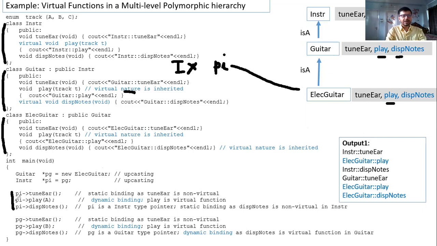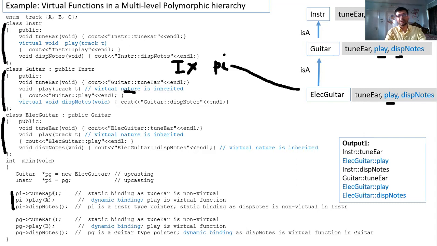So through that PI, if I call tuner, play, and display nodes, let us see which version of the method or function will be actually invoked. The rules are simple enough. The first thing is PI invokes, say, tuner. So the first question we should ask is, is tuner virtual or non-virtual? In this particular level, this is the instrument class level. Play is virtual, but the other two are non-virtual. So here tuner is non-virtual.